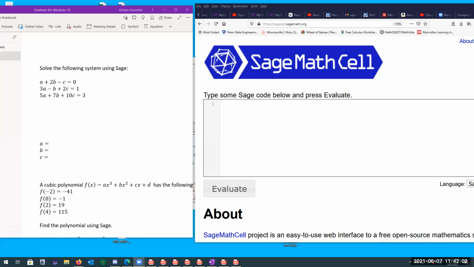Now that we know how to add matrices into Sage and find the reduced row echelon form, let's take a look at solving a system using Sage. So here we have this system: a plus 2b minus c equals 0, 3a minus b plus 2c equals 1, 5a plus 7b plus 10c equals 3. So we have three equations. We see we have three unknowns, a, b, and c.